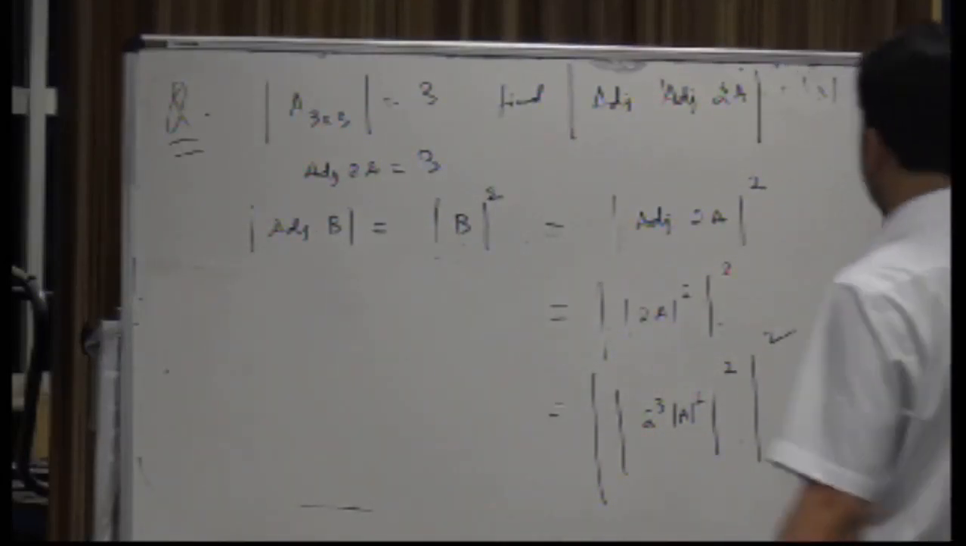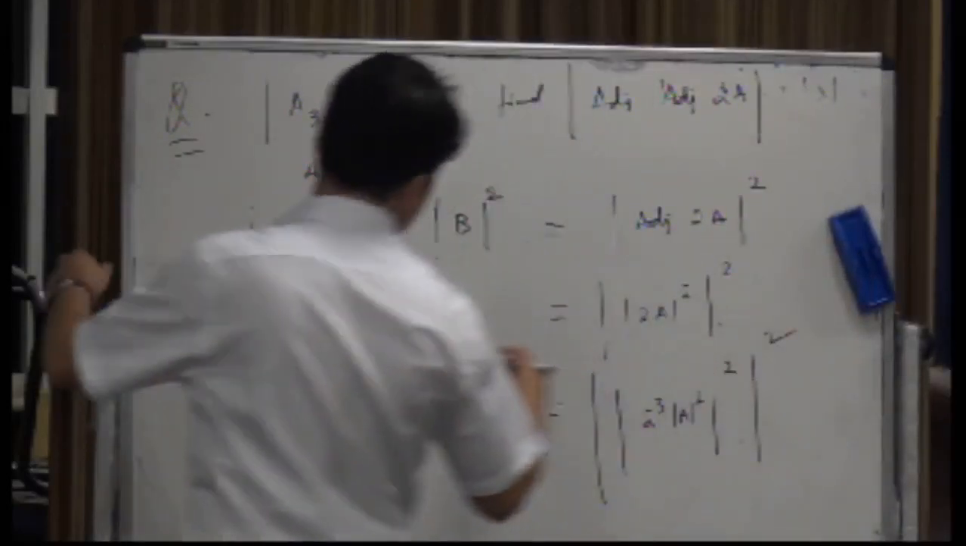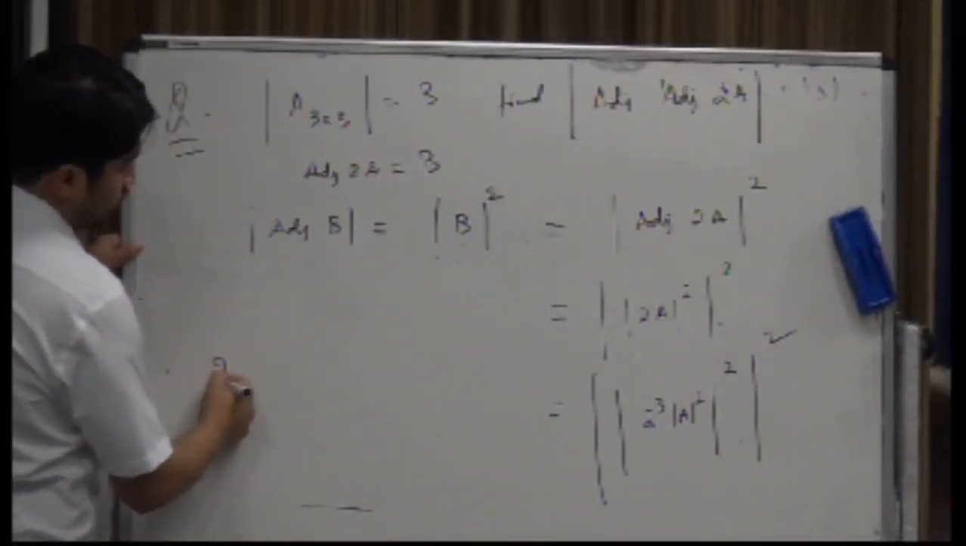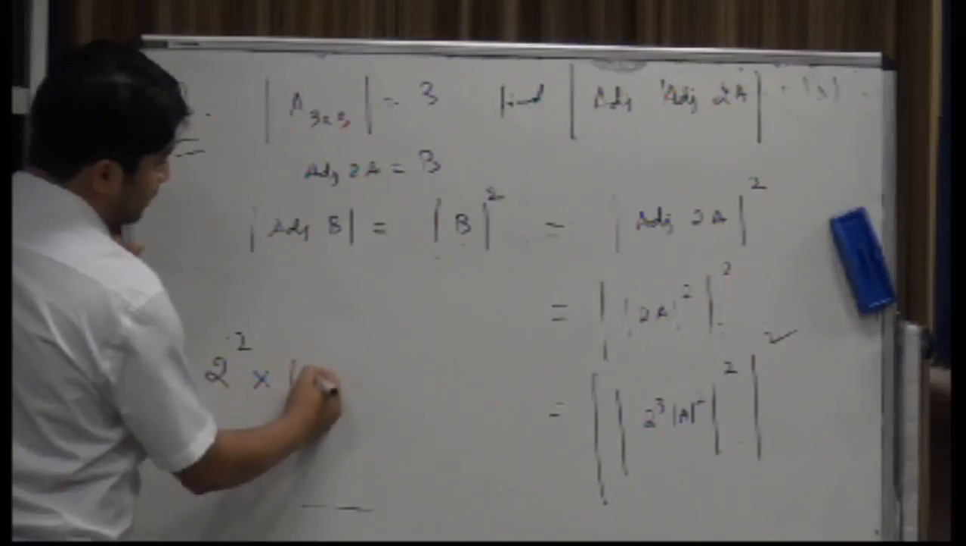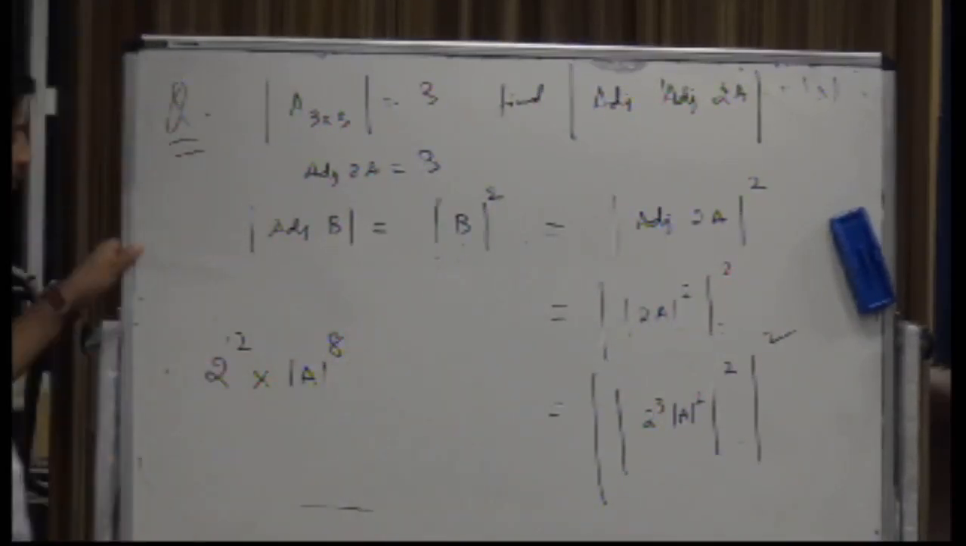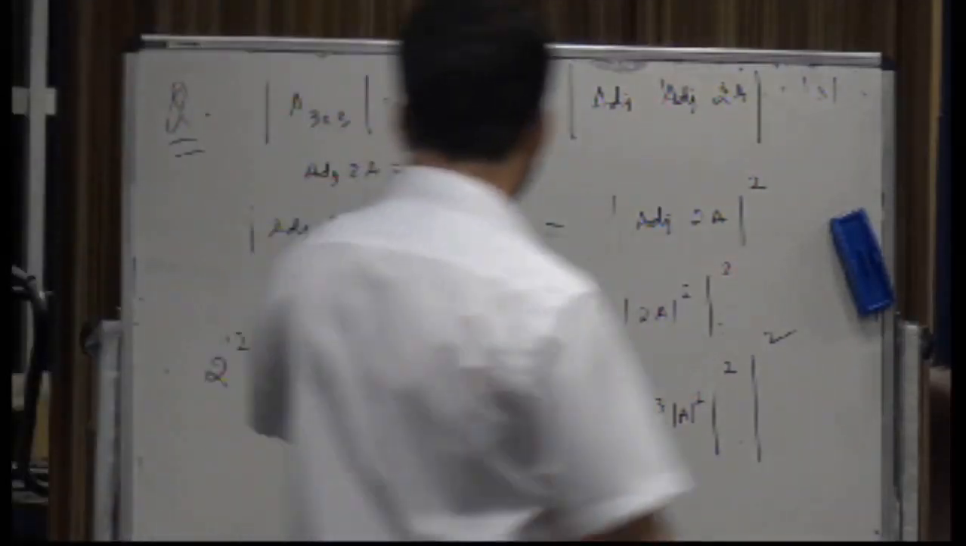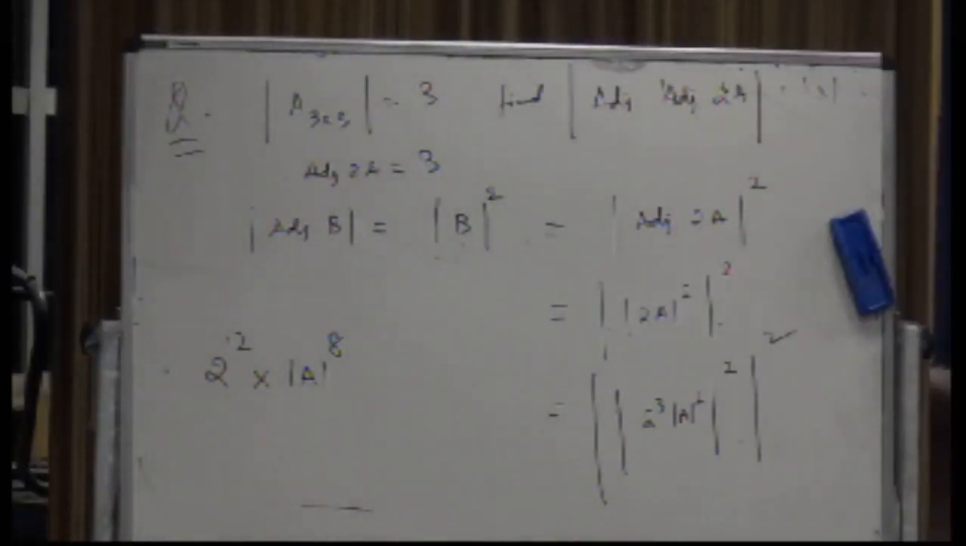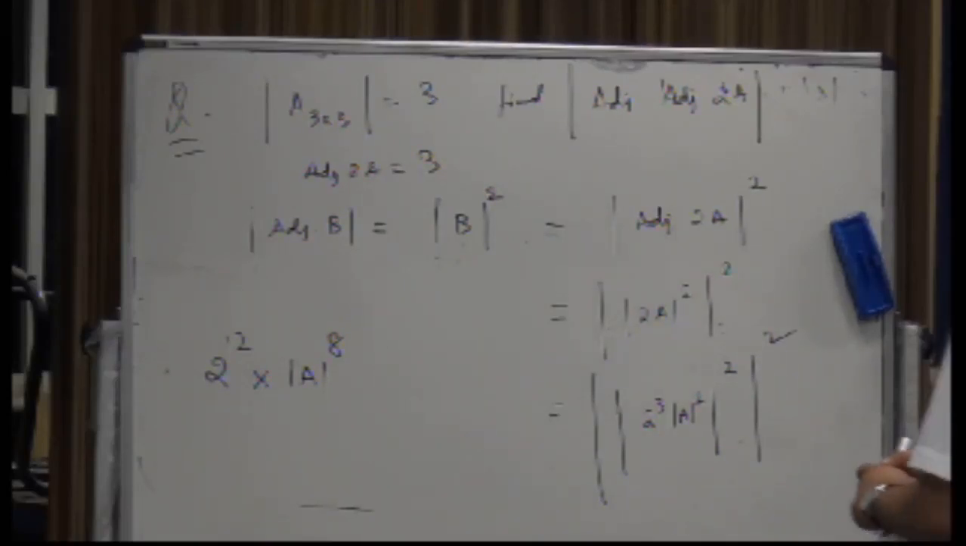What is the answer going to be? 2 to the power 12, right or wrong? And what is det A? So 2 to the power 12 into... 1 minute. ज़्यादा हो गया ना?